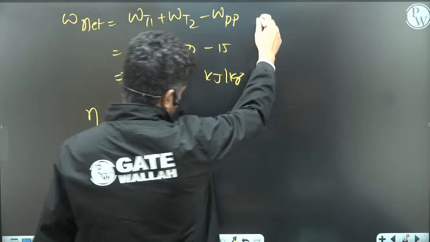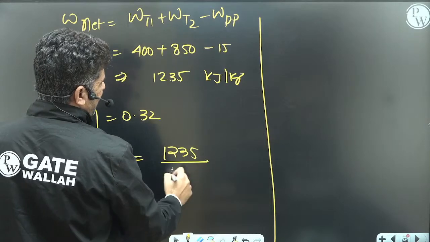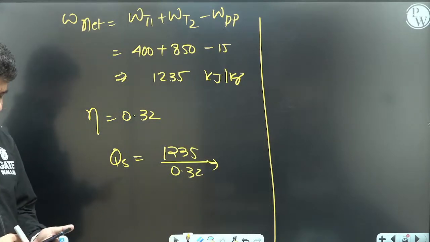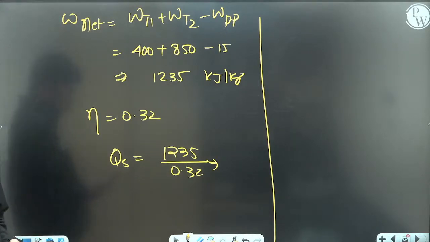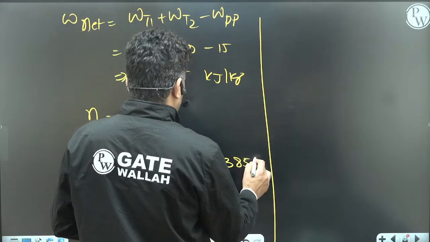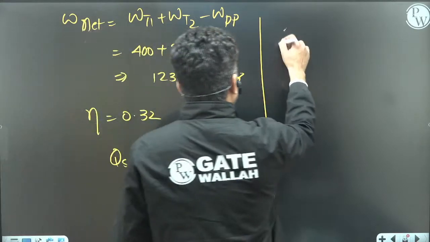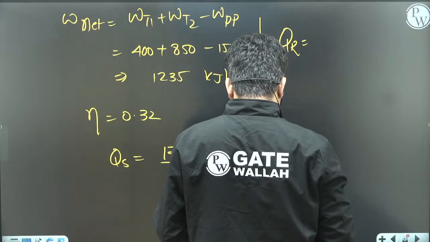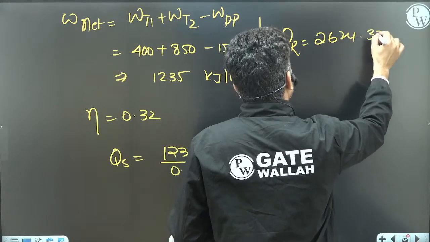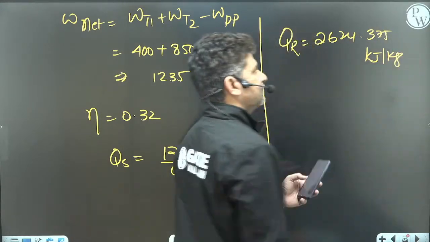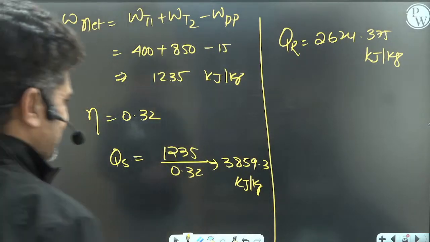Okay, so if efficiency is 0.32, you can calculate what is the heat supplied. So heat supplied will be equal to 1235 divided by 0.32. How much it will be? So heat supplied will be 1235 divided by 0.32, that is 3859.3 kilojoule per kg. And once you have calculated heat supplied, now you can calculate heat rejected. So heat rejected will be minus 1235, so 2624.375 kilojoule per kg. I hope everybody has got the same answer. Yes, everybody has got the same answer. So excellent, guys. Very good.